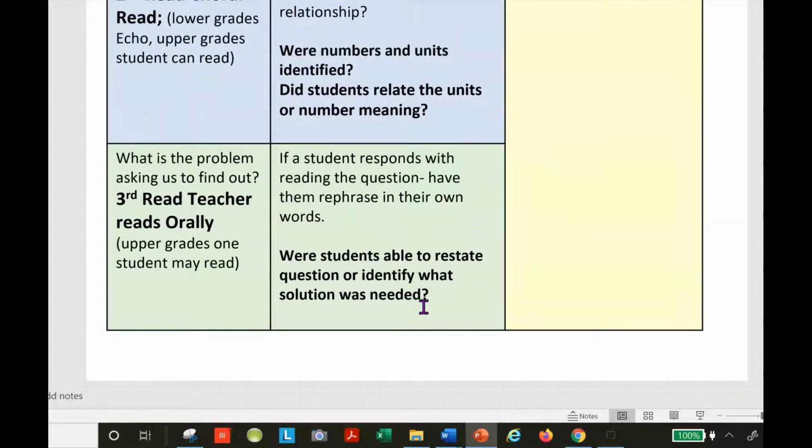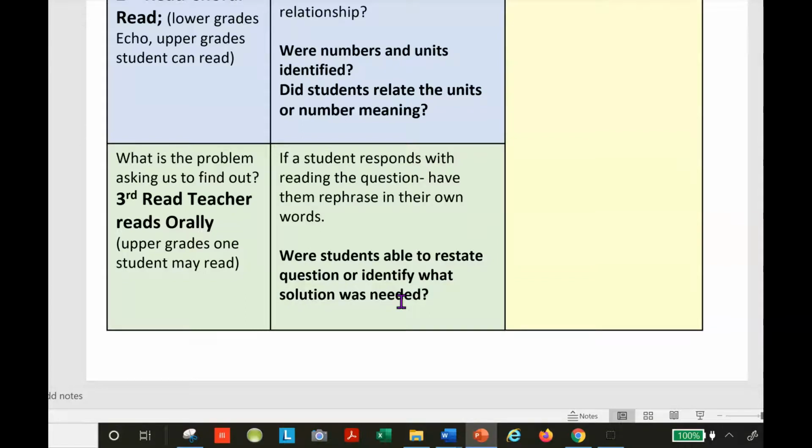And then finally, what is the problem asking us to find out? Did we hear that? Does the teacher refocus if we hear number operations? Were students able to restate the question and identify what solution was needed? Not the plan, because that would distort the idea of them coming up with their own strategies. That's the protocol and the look-fors.